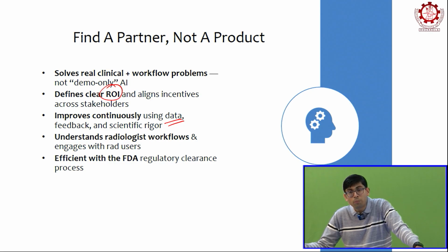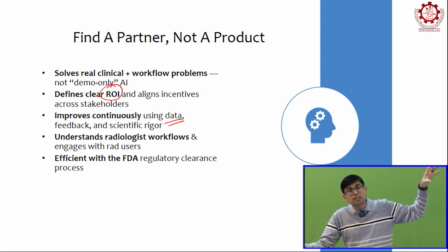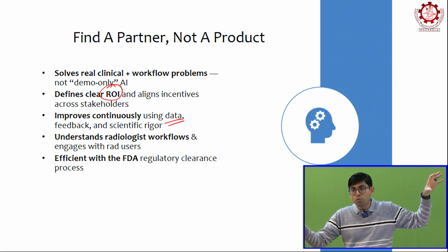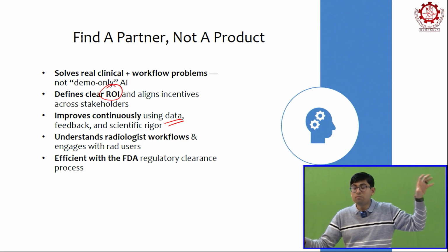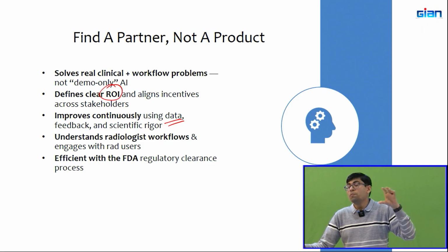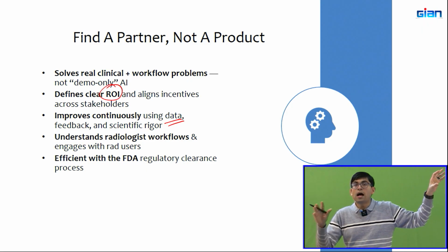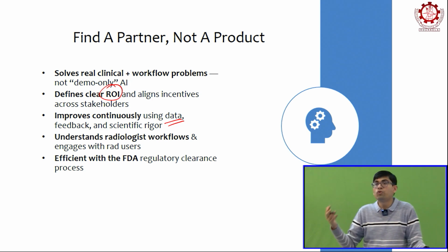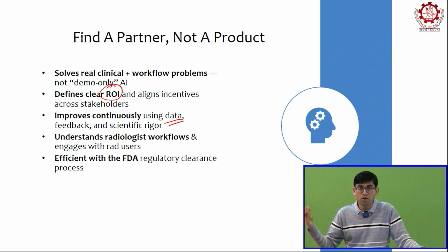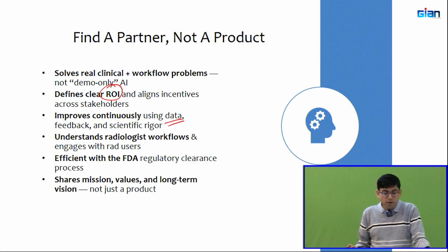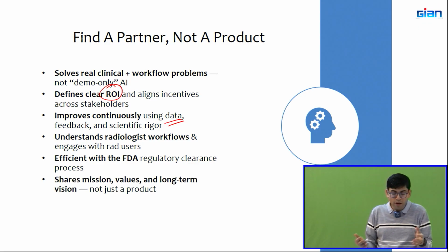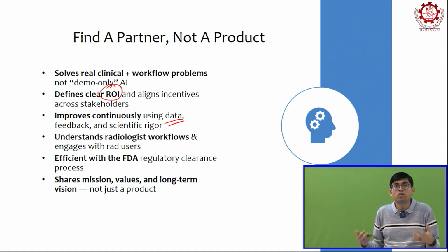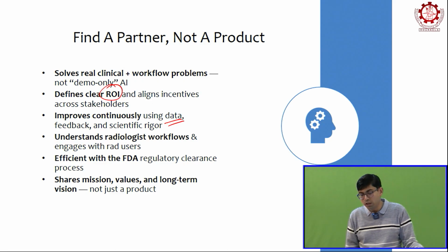So one common pathway is, let's say that there's a product that already exists that does segmentation, and you have a new product that you have built that does that same segmentation. You tell the FDA that there's this product that already exists, I want to do something similar, right? So there's a precedent that already exists, so you don't have to go through that entire process again. Right? So a lot of regulatory aspects have to be taken care of. Now finally, you have to have a shared mission, values, and there should be a long-term vision. It's not just a product. Like I said, it's a partnership that you have to develop with the company.